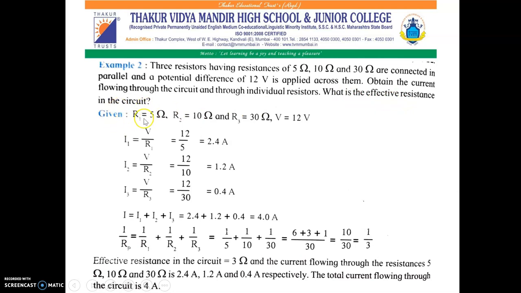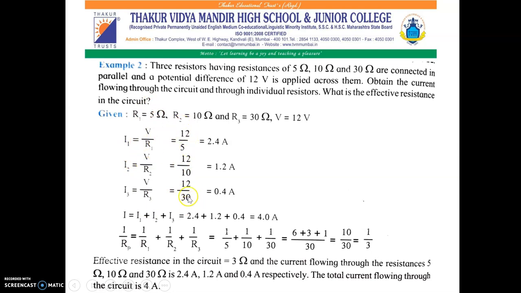So the given values are R1 that is 5 ohm, R2 that is 10 ohm and R3 that is 30 ohm. These are the three resistances and the total voltage is given, which is 12 volt. Over here the voltage will be the same across all the three resistors as they are connected in parallel. Only the difference will be the current flowing through each resistor. So from Ohm's law, we get I1 is equal to V upon R1, I2 is equal to V upon R2 and I3 is equal to V upon R3. So we have all these values, right?